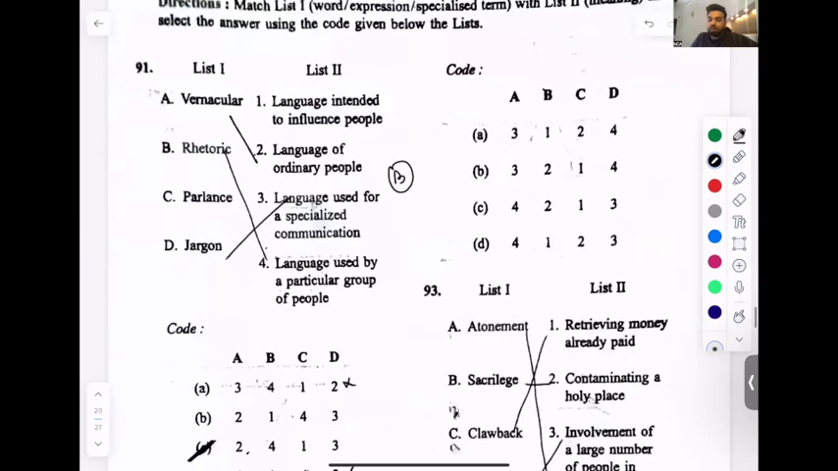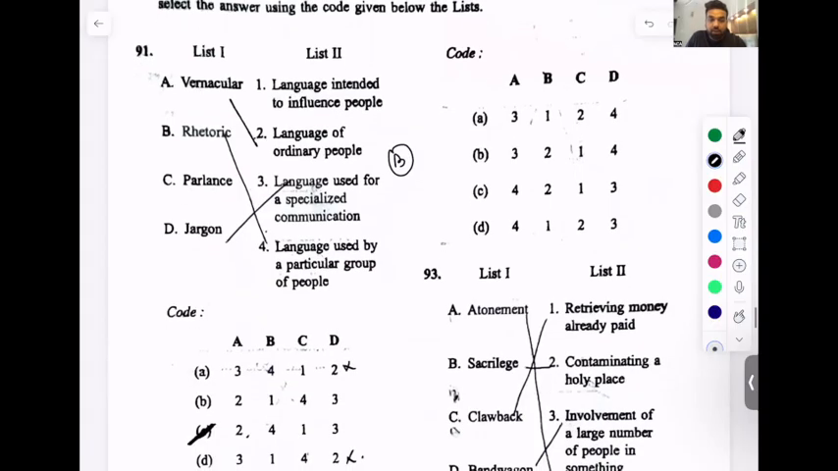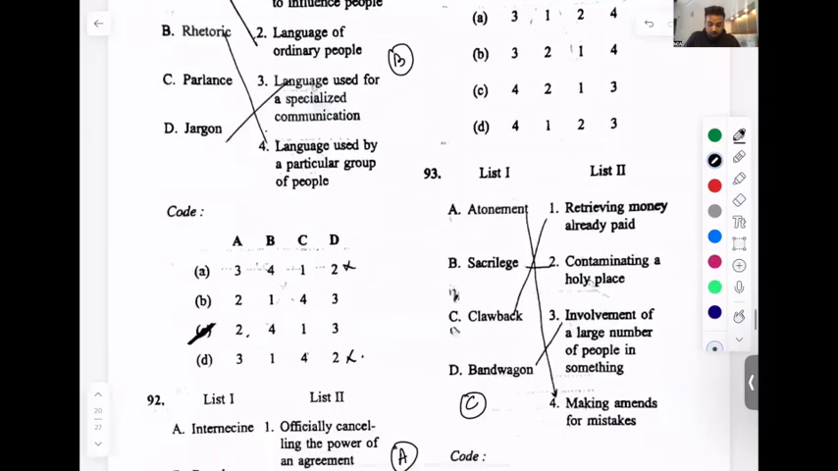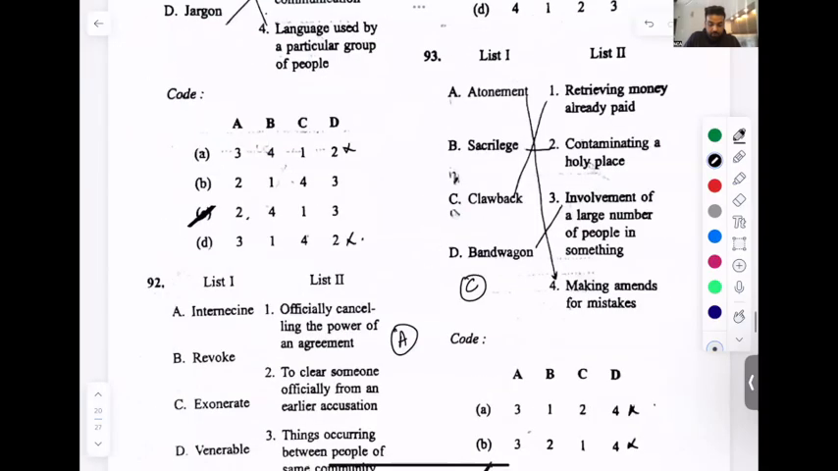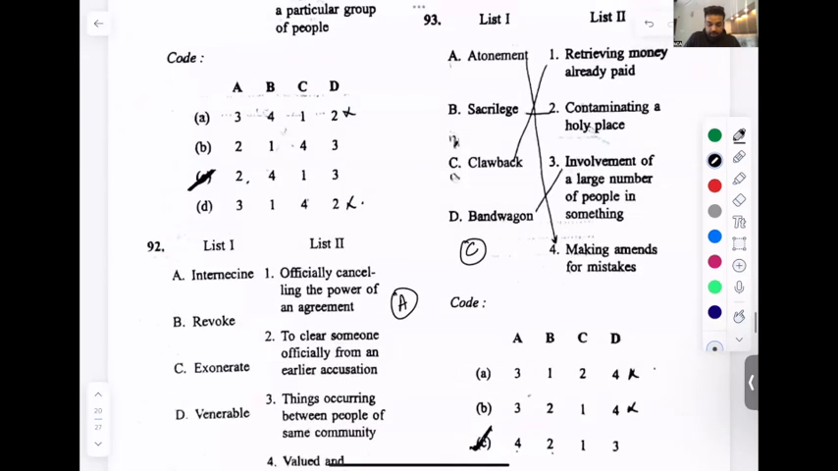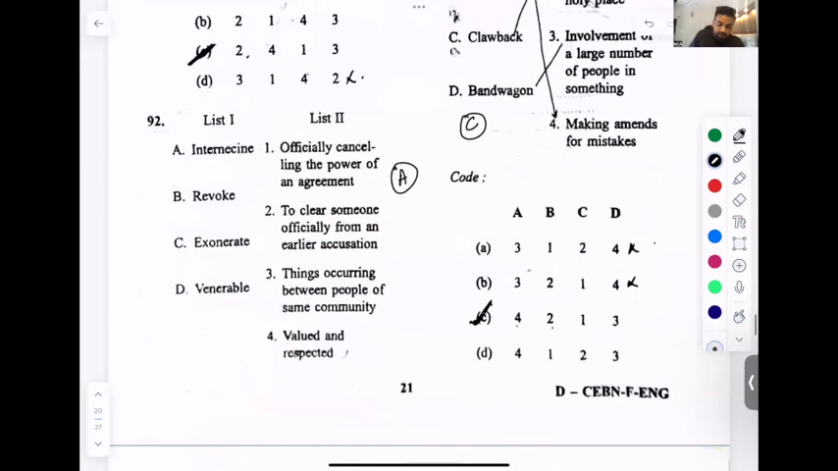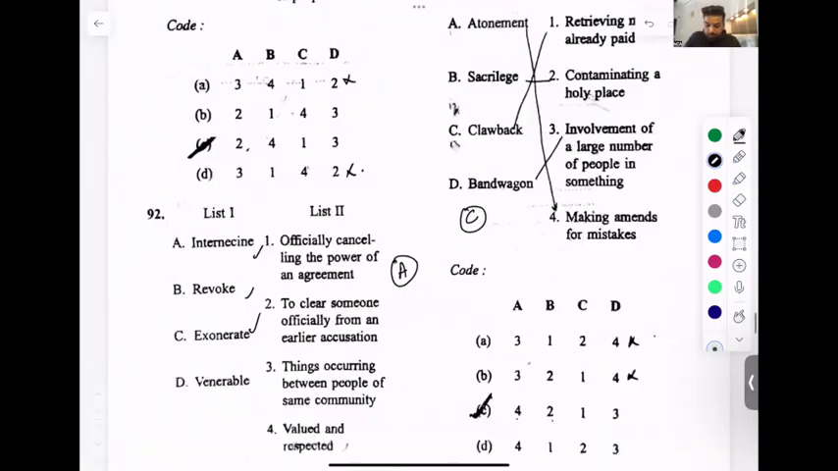91st. Again, this is vocabulary, but this is very, very time consuming. But it was simple. Vernacular refers to local language. Jargon is generally a technical language used by people. So that is how we had very simple words. 91st would be Charlie in this case. 92 is alpha. Like you could have either done it from revoke, exonerate is test set. Internecine is something that you would have taken.